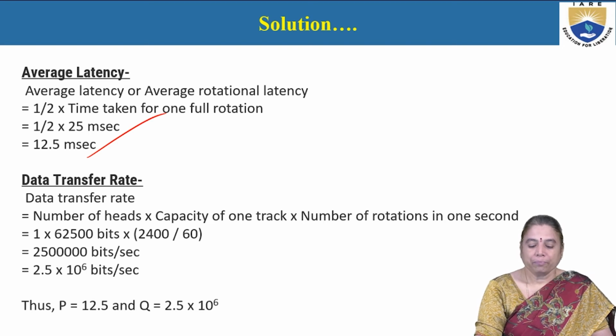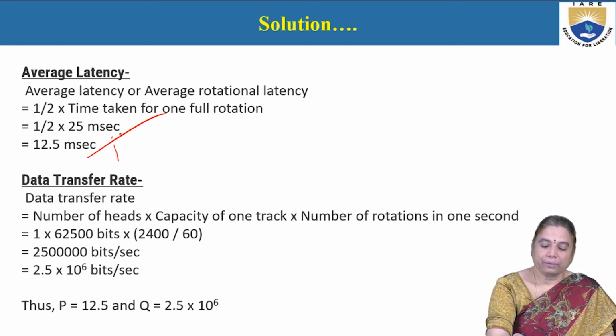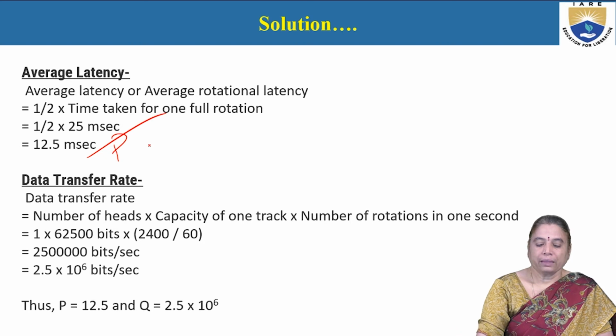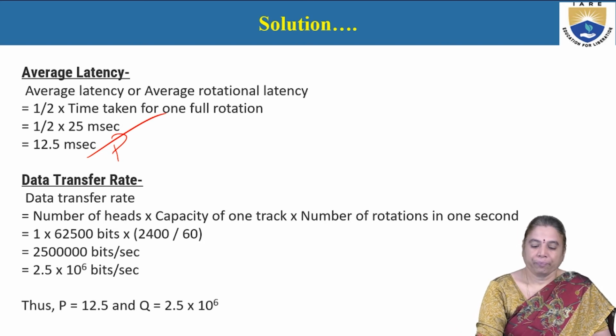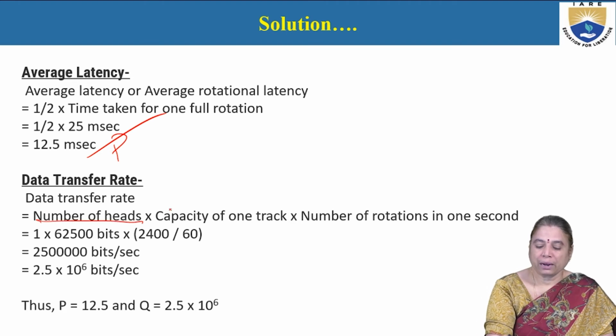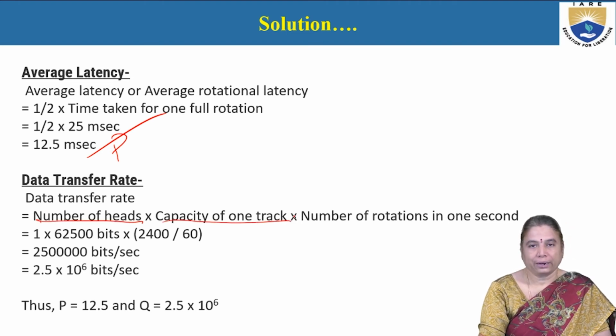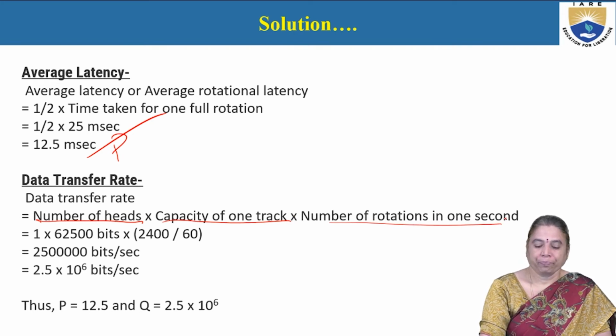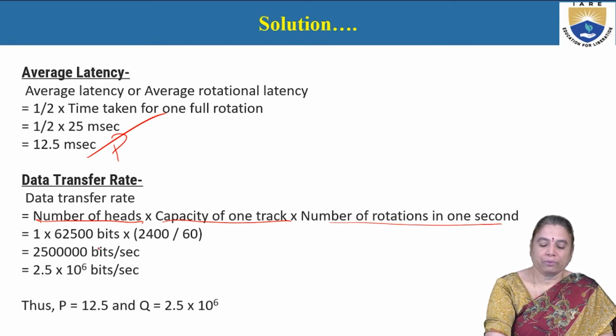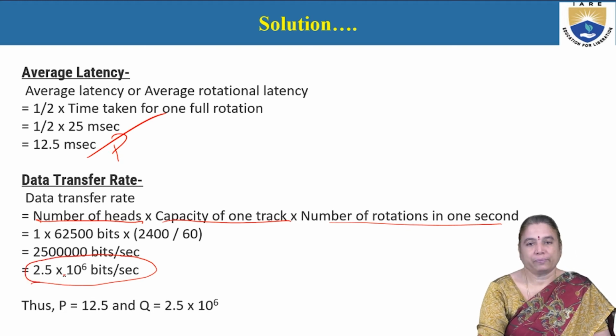So it is the P value. So P is the average latency. Next, data transfer rate. The data transfer rate is equal to number of heads multiplied by capacity of one track multiplied by number of rotations in 1 second. So 1 into 62,500 bits into 2400 by 60. So it can be 2.5 into 10 power 6 bits per second.